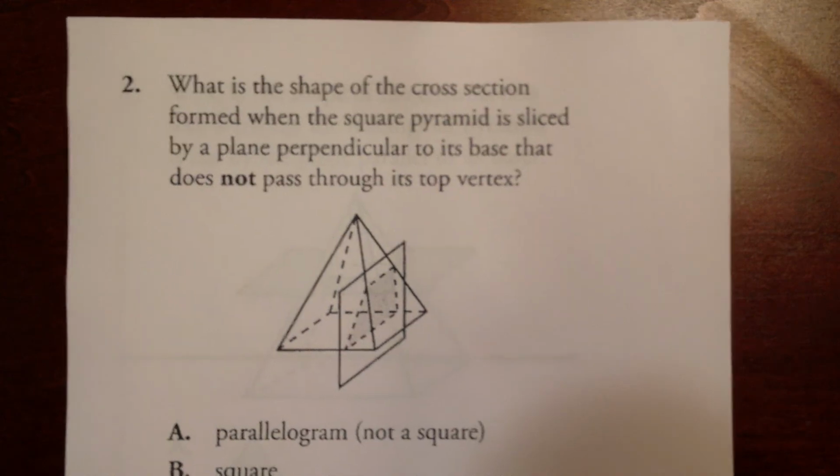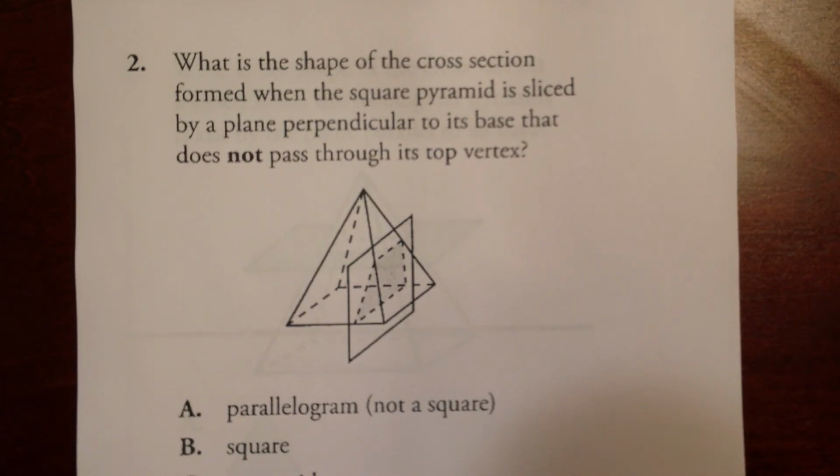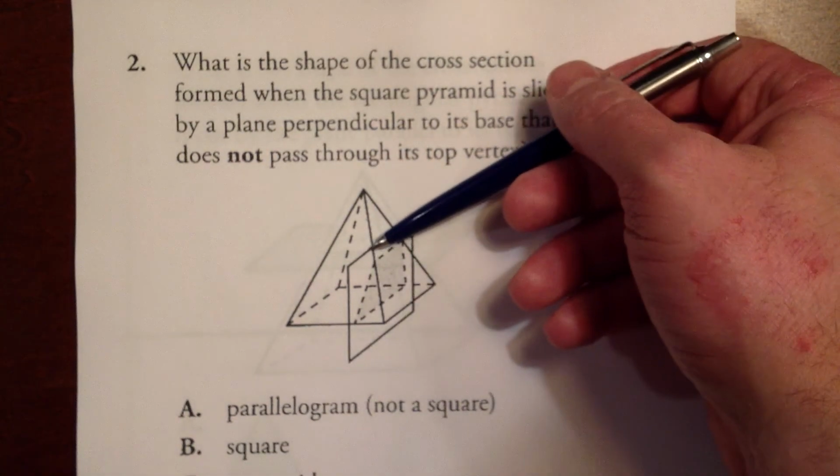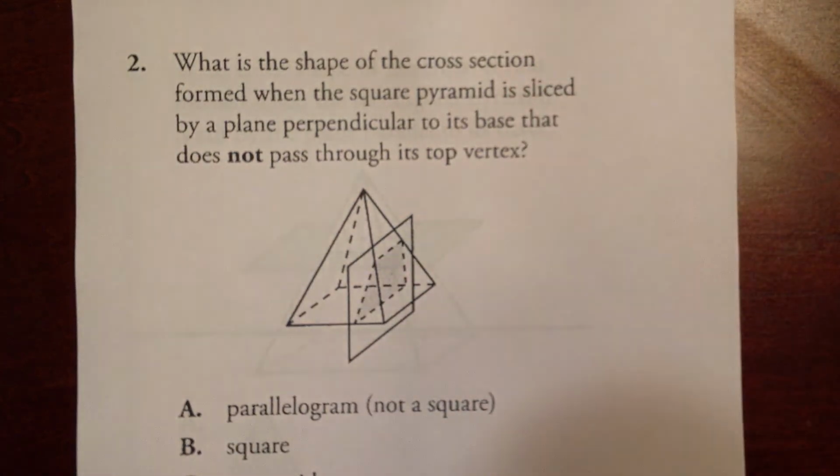What is the shape of the cross-section formed when the square pyramid, we've got a square pyramid, and I know this looks kind of funny, but this plane just kind of drops right through this.